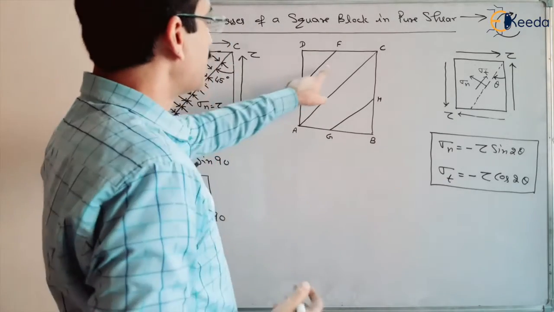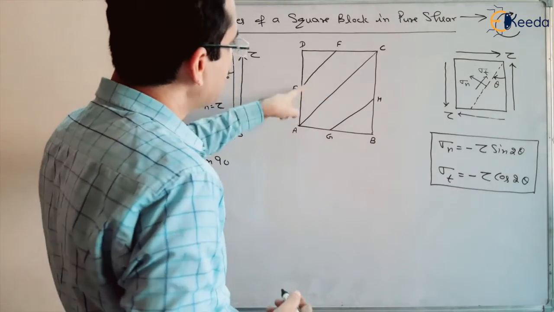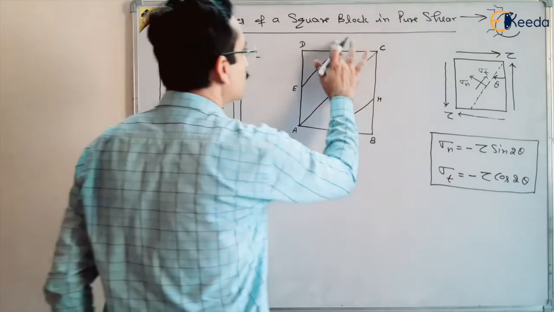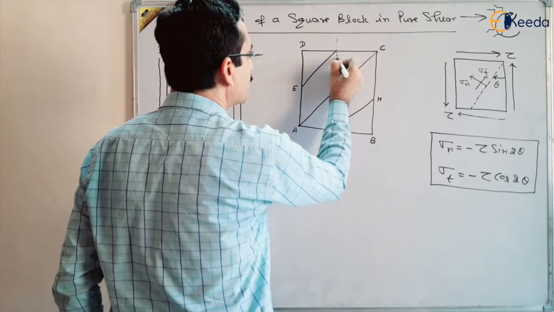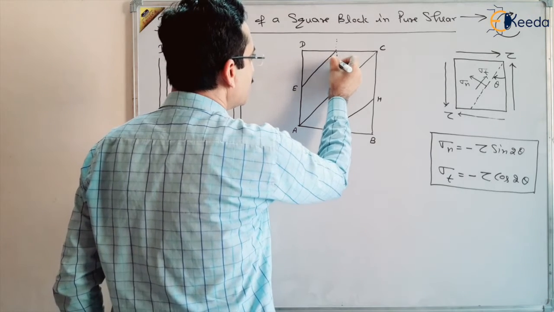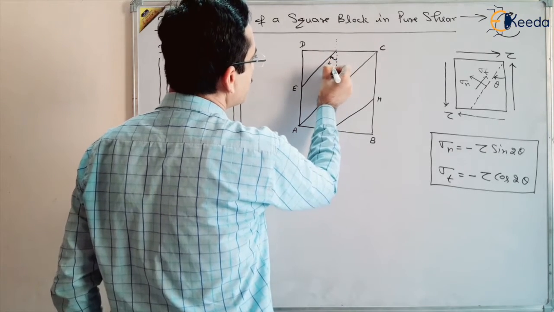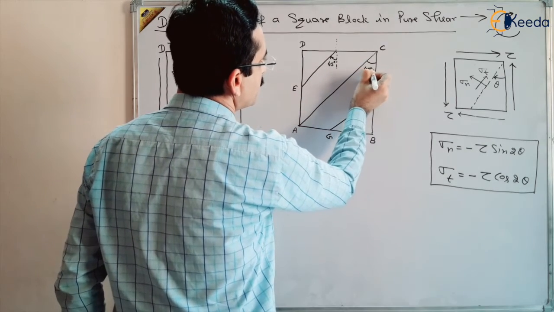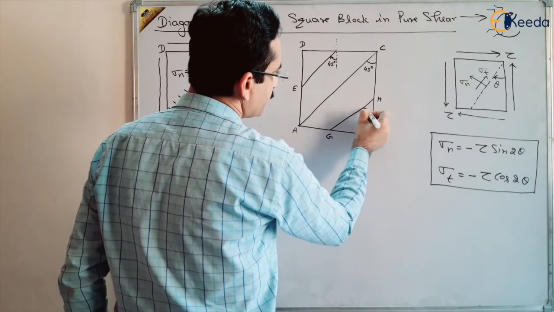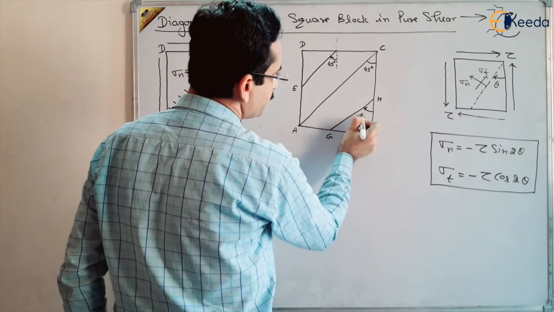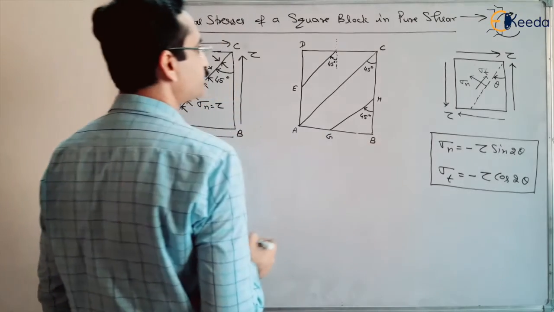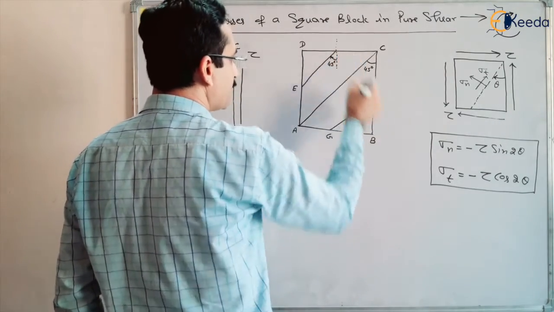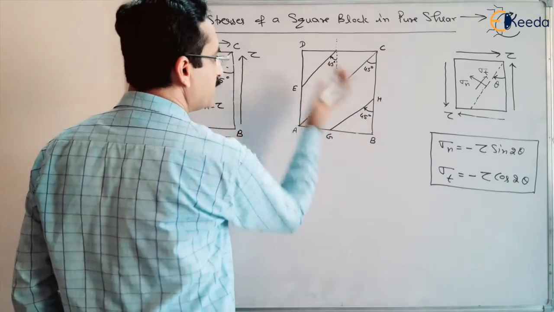You can see here that this plane is also at 45 degree to the vertical. This plane is also at an angle of 45 degree to the vertical. This angle is again the same, 45 degree, as like this, and also here this is also 45 degree, because these are also vertical, making 45 degree with the vertical, because these are parallel to each other.